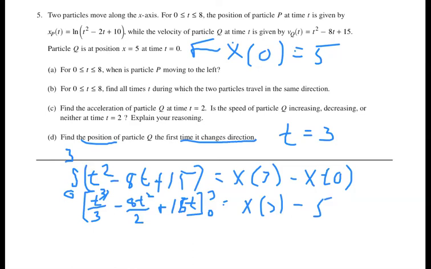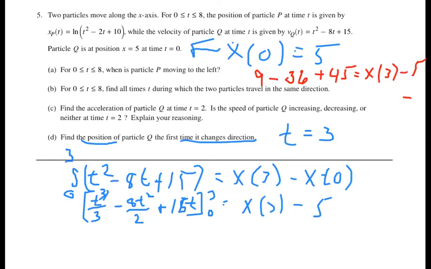So we have to plug 3 in here. When I take 3 and cube it, I get 27, and 27 divided by 3 is 9. Now you get minus, and 8 over 2 is 4. 3 squared is 9. 4 times 9 is minus 36. And then 15 times 3 is positive 45. And that's going to equal x of 3 minus 5.